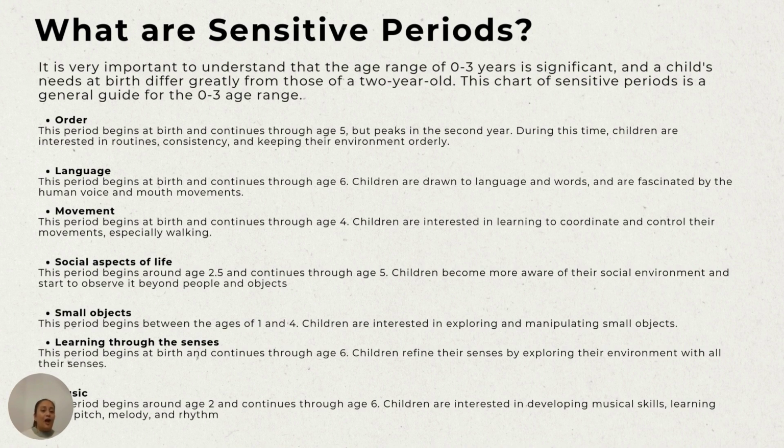Affinity for small objects, learning through senses. As I've mentioned, they are an observant mind. They're constantly soaking information from their senses and from the environment. So it's important to include as many sensorial lessons where they can explore different textures, temperature, and just learn from the environment.